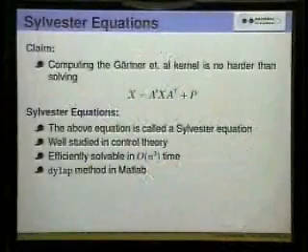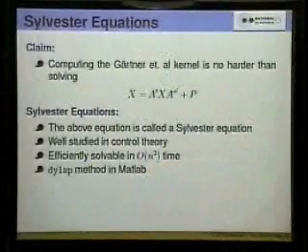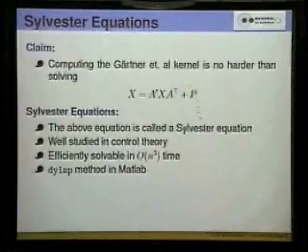It's basically a funny looking equation where x is the variable that you're solving for, and you're given three matrices P, A, and A prime. There are three different matrices that you're given, and you want to solve for x, and there are various incarnations of this. This is like a single-sided Sylvester equation. Then you can have a double-sided Sylvester equation, and so on and so on.